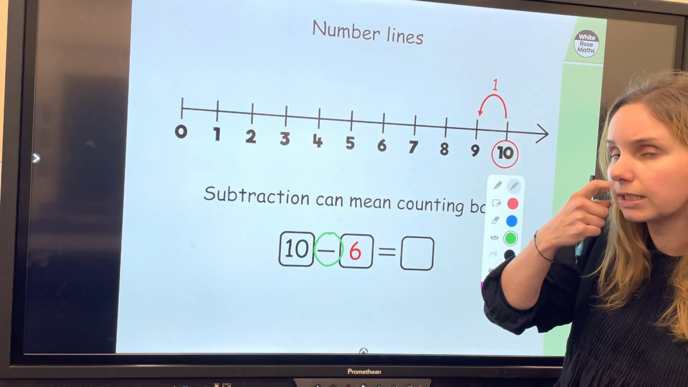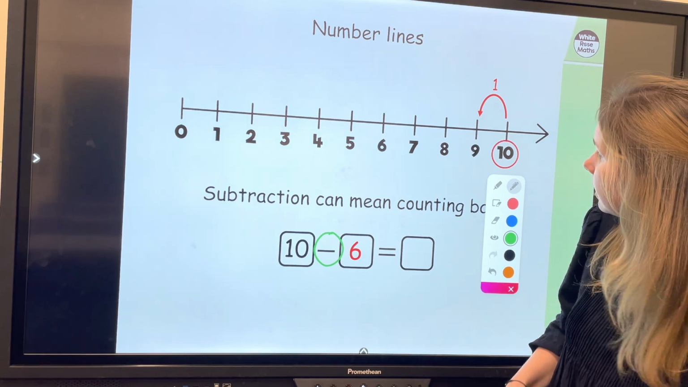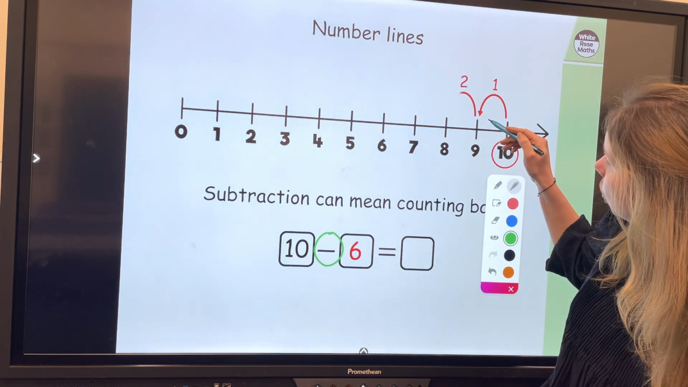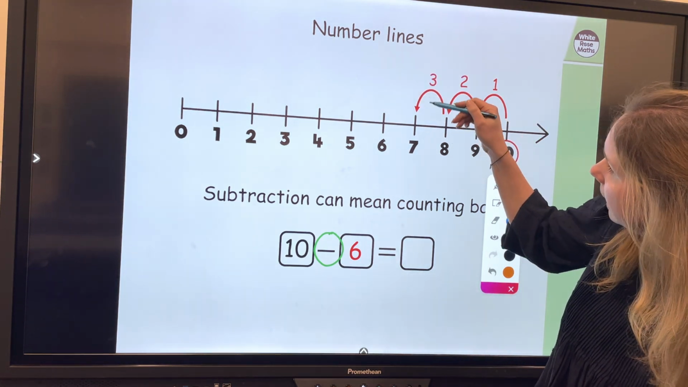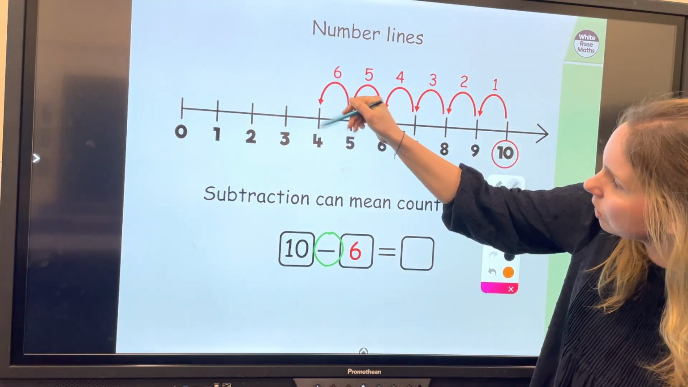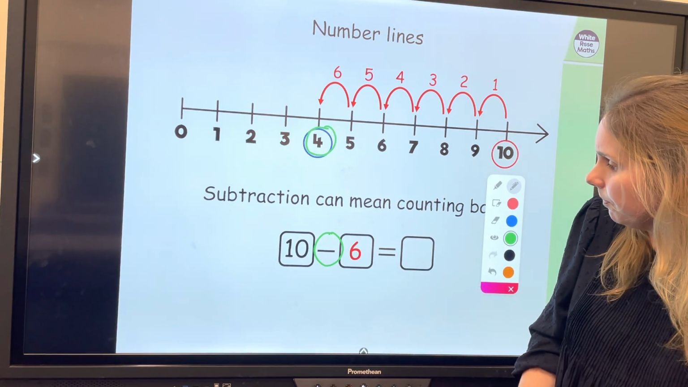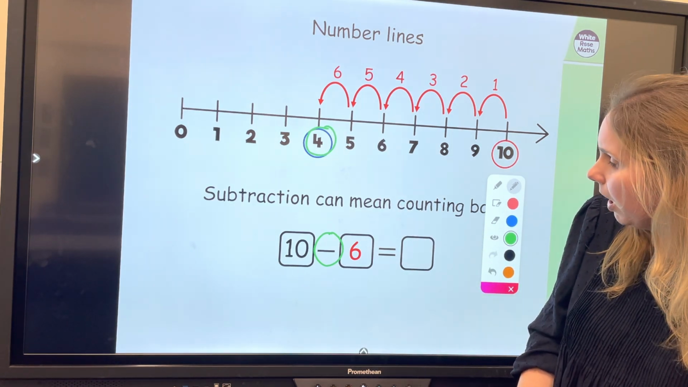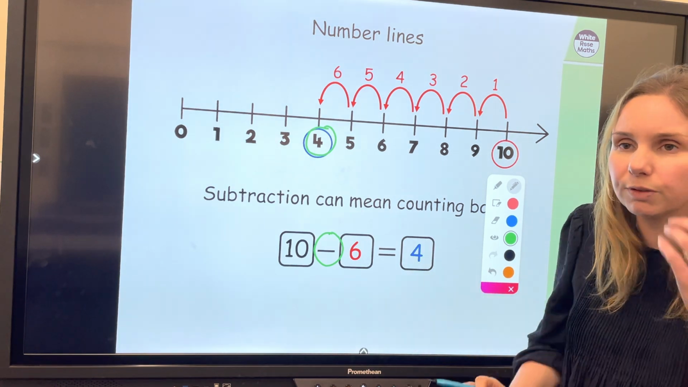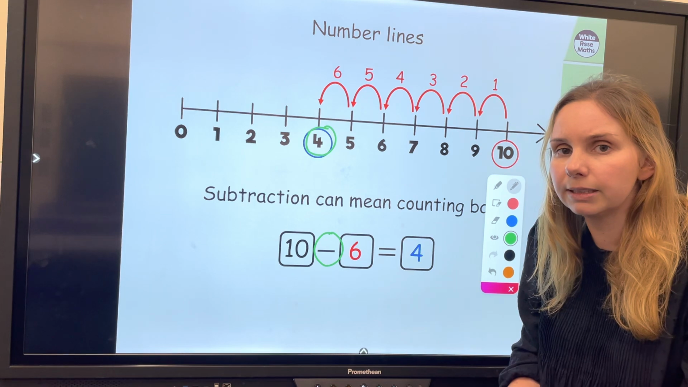So if I'm doing subtract, I'm going to go back on my number line, and it's 6. So 6 jumps back. There's 1 jump, 2, 3, 4, 5, 6. What have I landed on? What is the number that we've landed on? We've landed on the number 4 equals. And it's really important that you understand that the number we land on is your answer.